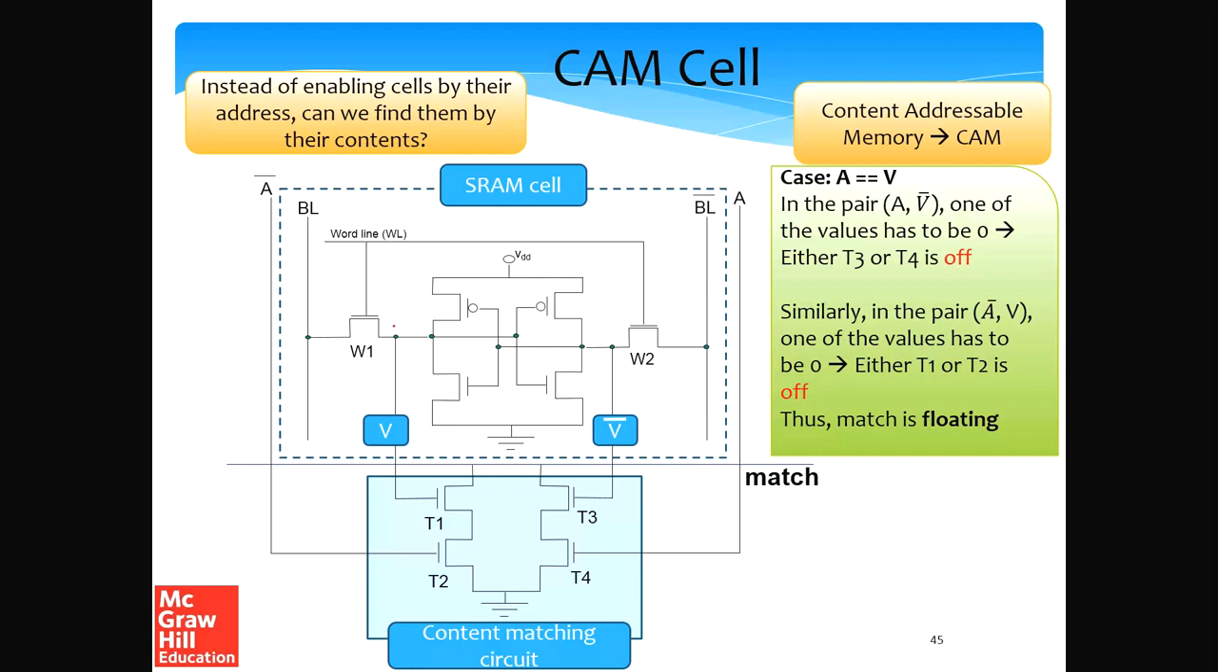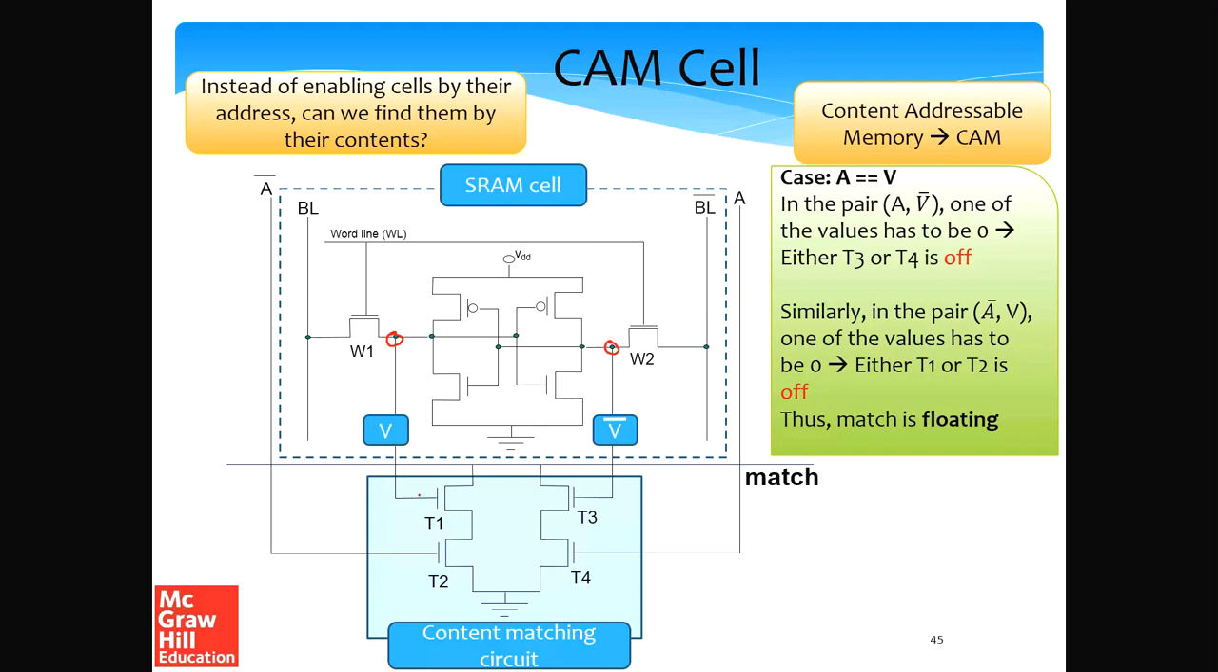Subsequently, we have these additional connections over here, where we get in the values, so we call them V and V bar. V is the value and V bar is its complement. And we get in the values that we want to compare this against. So this is a single bit, and we'll compare it with a single bit.